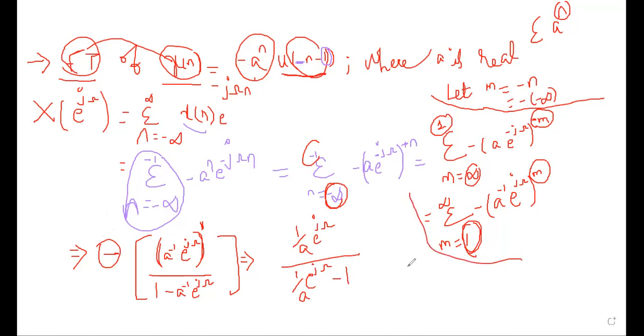Yes, ma'am. Then the next thing is if I take LCM in the denominator, I can cancel 1 by A, 1 by A. So I'm just writing the final answer. It is just e power j omega, the whole divided by e power j omega minus A. So this is your key answer in the exam. Is it clear, everyone? Yes, ma'am.